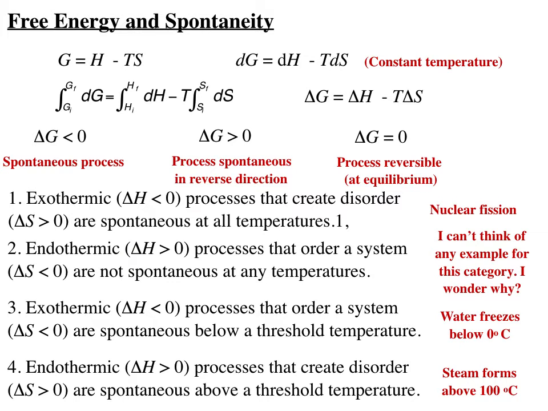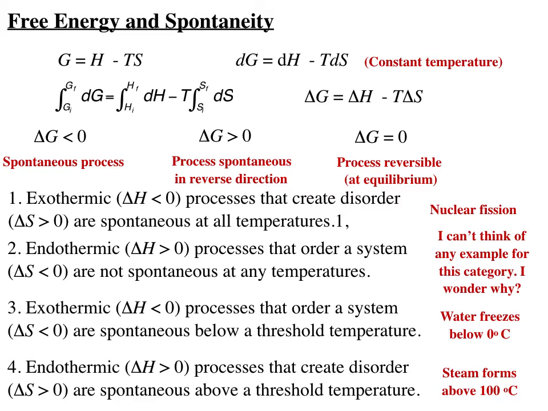Let's further explore the idea of this Gibbs free energy and its connection with spontaneity. Again, we first begin with the definition G equals H minus TS. Then I will take the increment of change of that and specify constant temperature. The S dT term is gone, so dG is dH minus T dS.